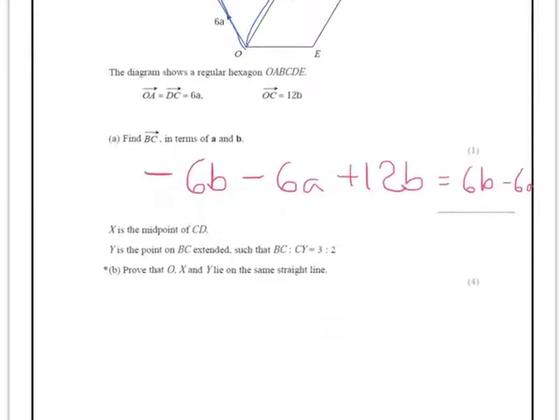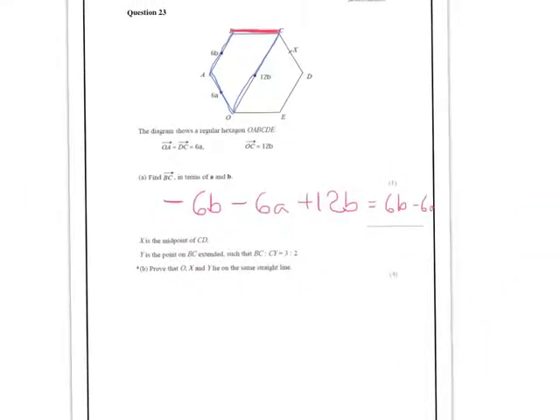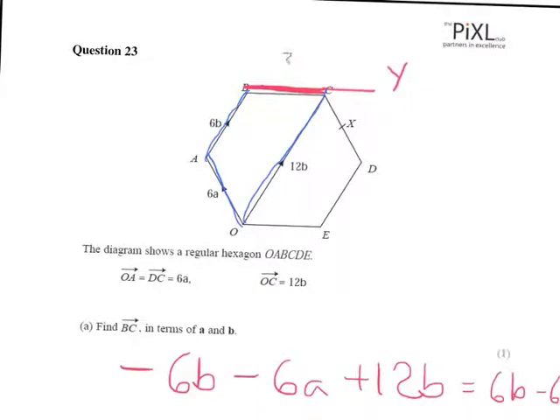That's that part done. And now we'll find out that vector questions always have a trickier section. So what we need to do is start looking at the diagram and putting in X as being the midpoint of CD. Well, X is already there. And Y is the point extended on BC, such that BC to CY is 3 to 2. So if we draw that on, this is going to be point Y here, and that means our ratio here is going to be 3 to 2. So 3 to 2, just for information purposes.